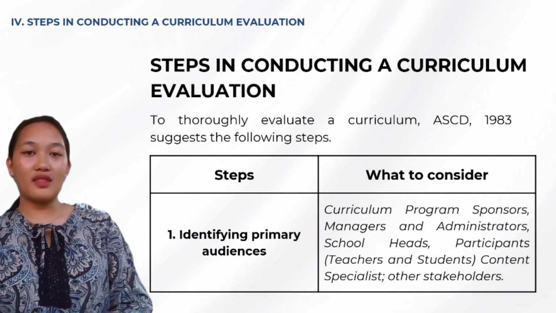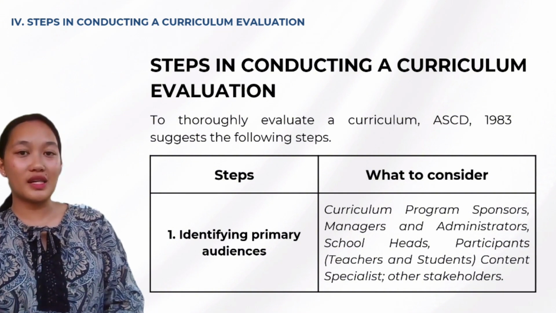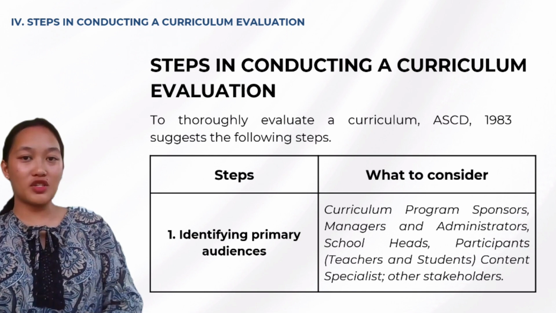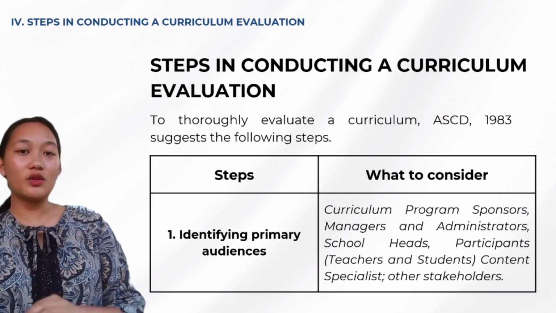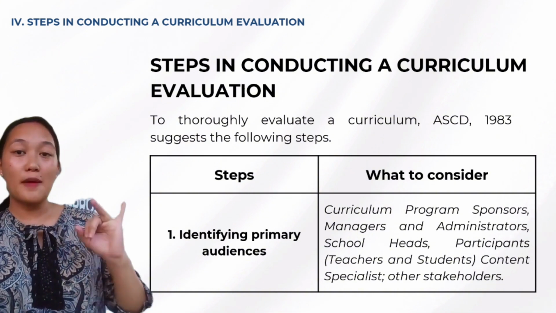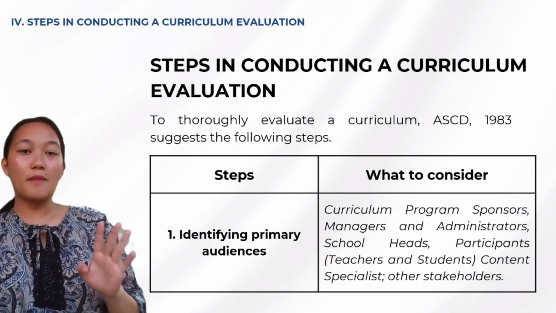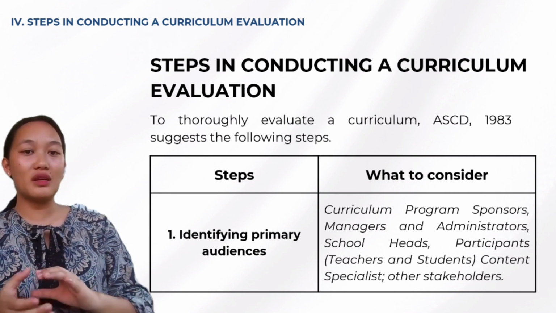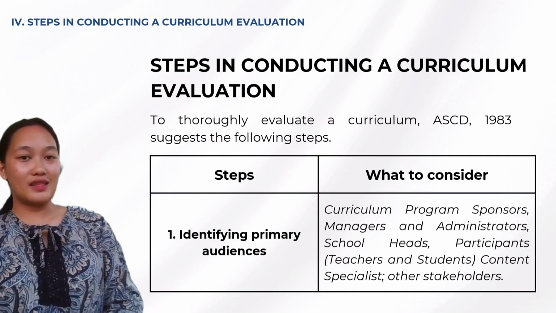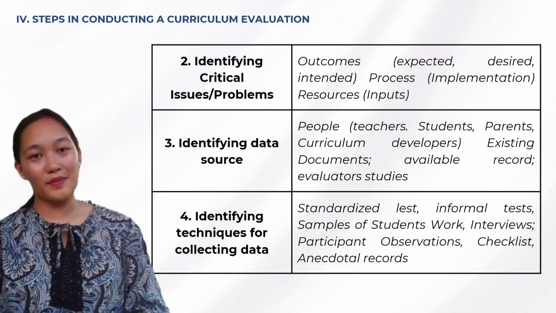What to consider in this step is to think about who has a stake in the curriculum's success and who needs the information to make decisions or take action. This might include curriculum program sponsors, managers and administrators, teachers, students, parents, content specialists, and other stakeholders, community members, or policy makers. The second step is to identify critical issues or problems.